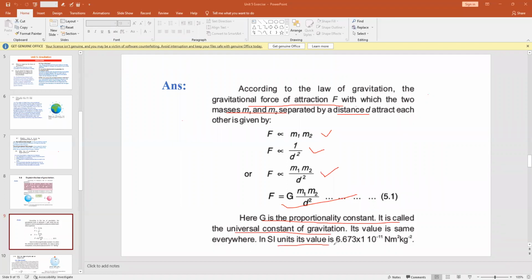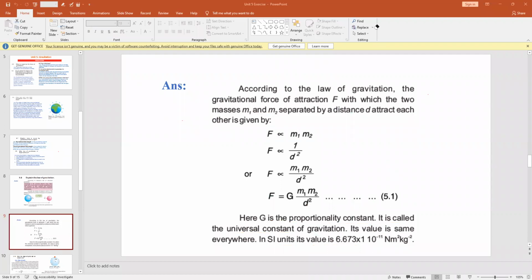Its value is 6.673 into 10 power minus 11 Newton meter square per kg square. You don't have to write the extra 10 power, that was by mistake. So you have to give the answer of this question till here, right?